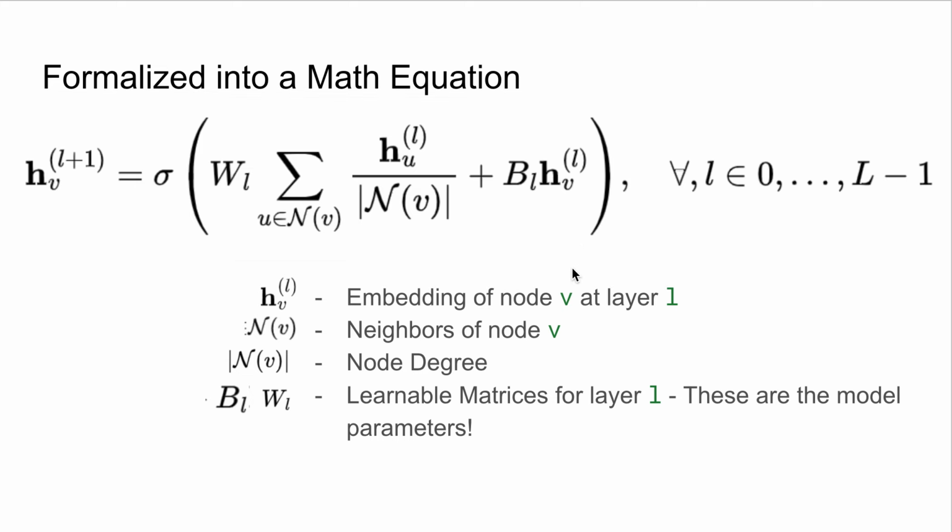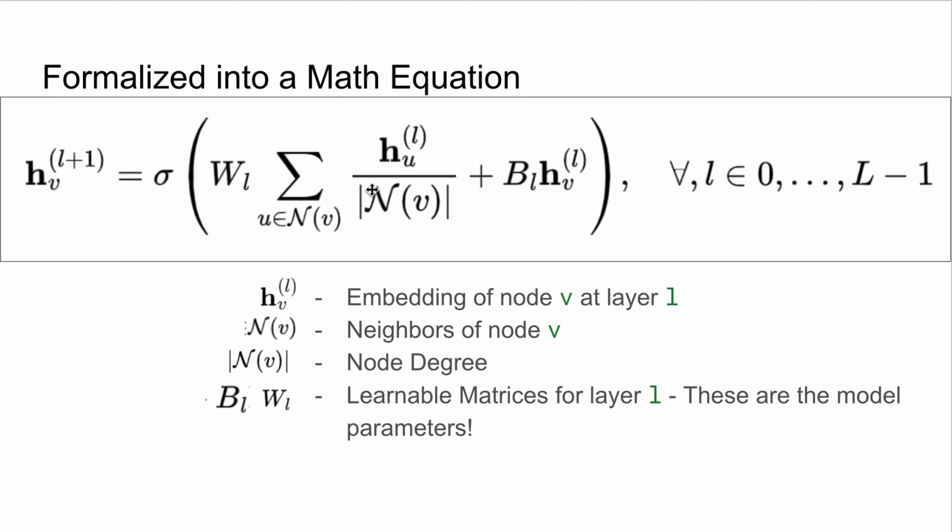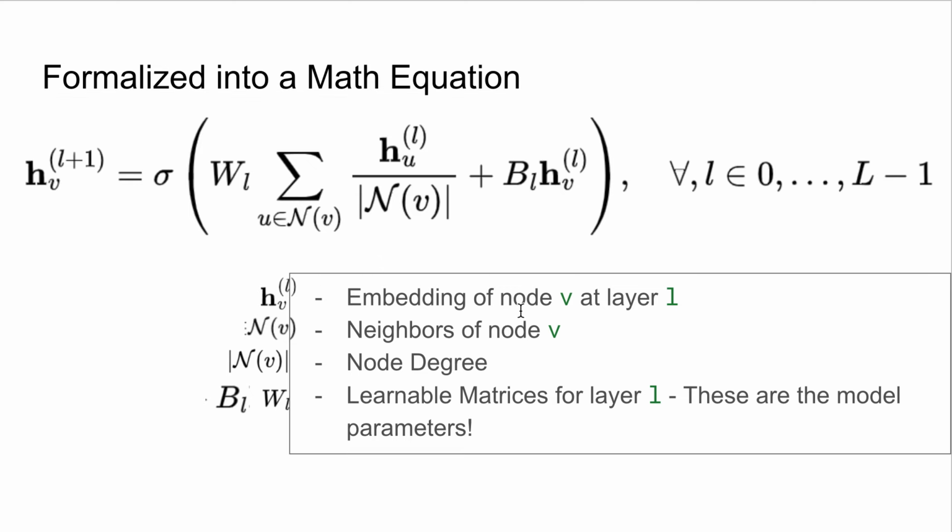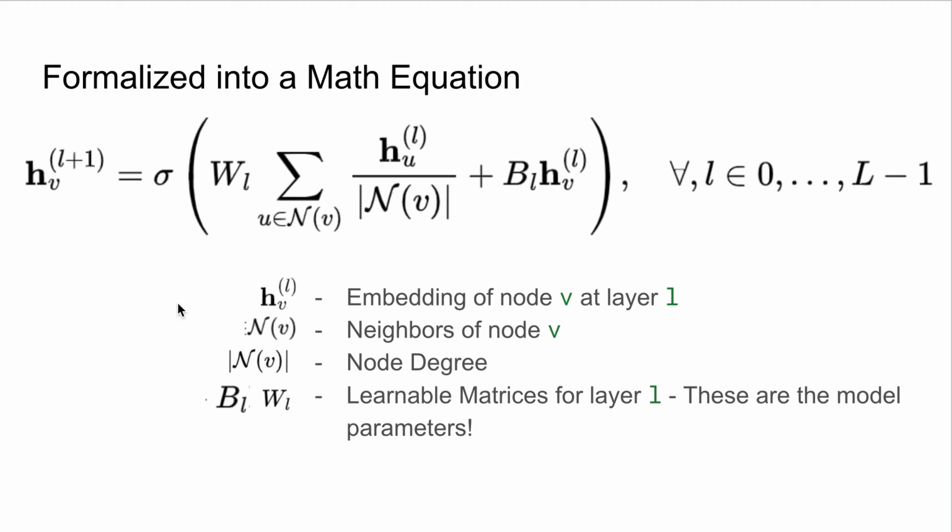With that intuition, we can start formalizing it into an equation. So here, before we get on to describing this equation, H is the embedding of node V at layer L. NV is the set of neighbors of node V. This notation here is node degree, so basically the number of nodes. And finally, B and W are learnable matrices for layer L. These here are the model parameters.